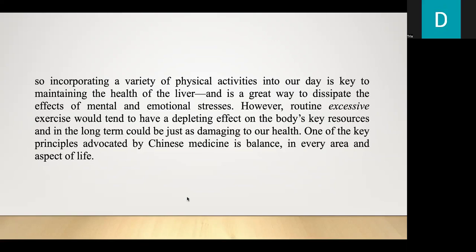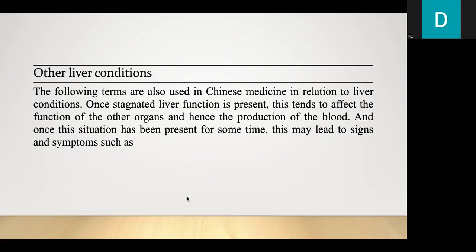However, routine excessive exercise will tend to have a depleting effect on the body's key resources and in the long term could be just as damaging to our health. One of the key principles advocated by Chinese medicine is balance in every area and aspect of life.